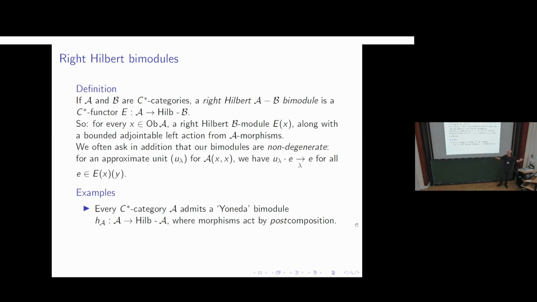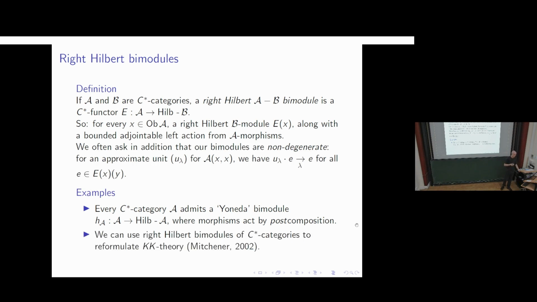So every C-star category admits what I've called the Yoneda bimodule. This is basically an enriched Yoneda embedding, where you take every object to its representable Hilbert module, and then you act on the left not by pre- but post-composition by morphisms. So this takes every object to its representable module, and you should think of this as an enriched Yoneda sort of functor. And the fact that this is non-degenerate is actually an interesting thing that you need to work to show, but it is true.